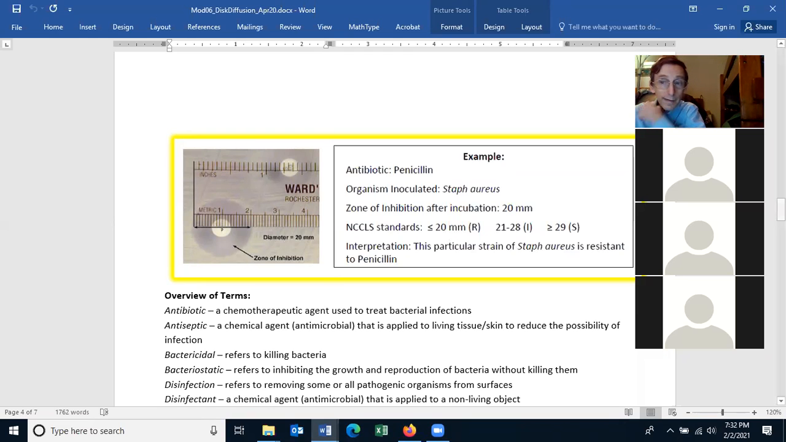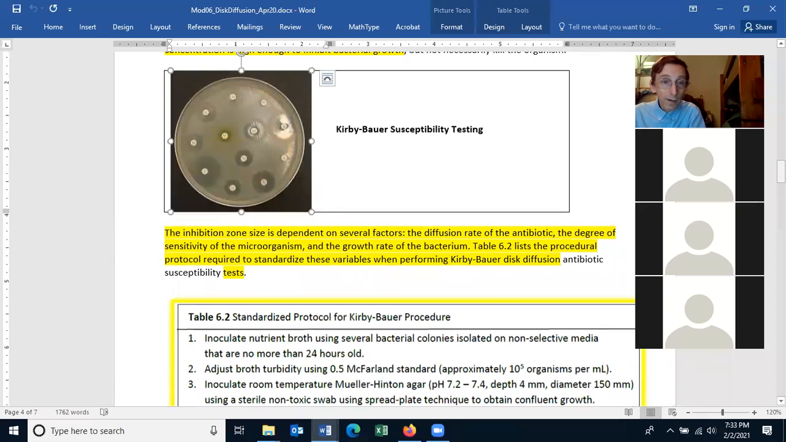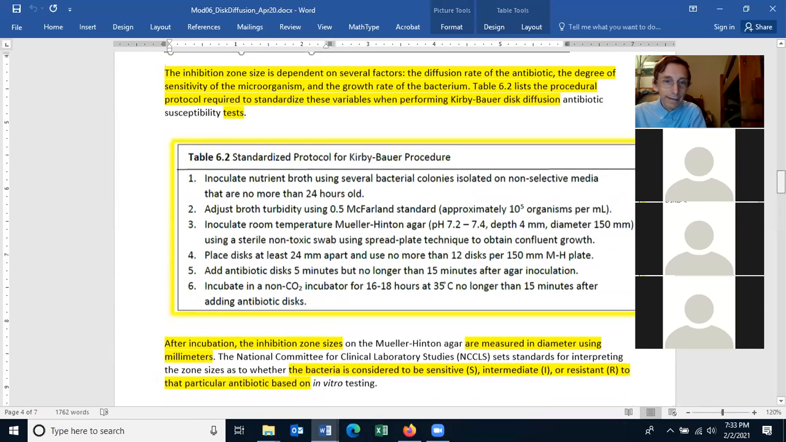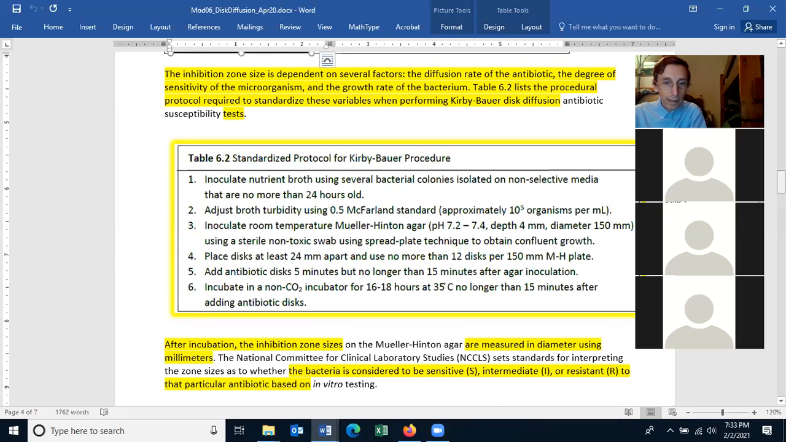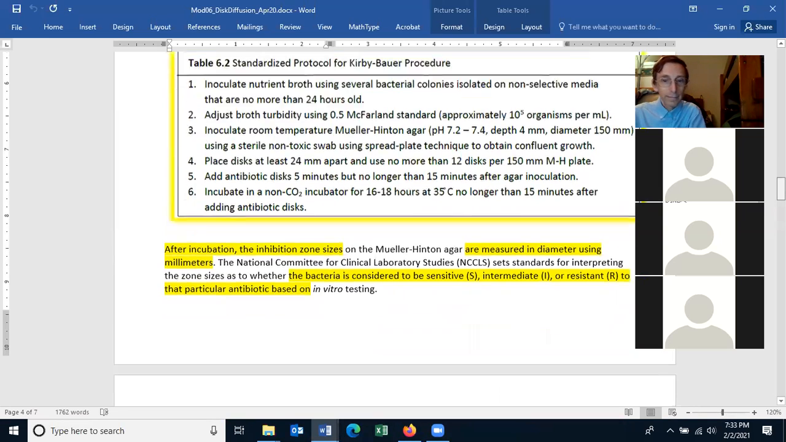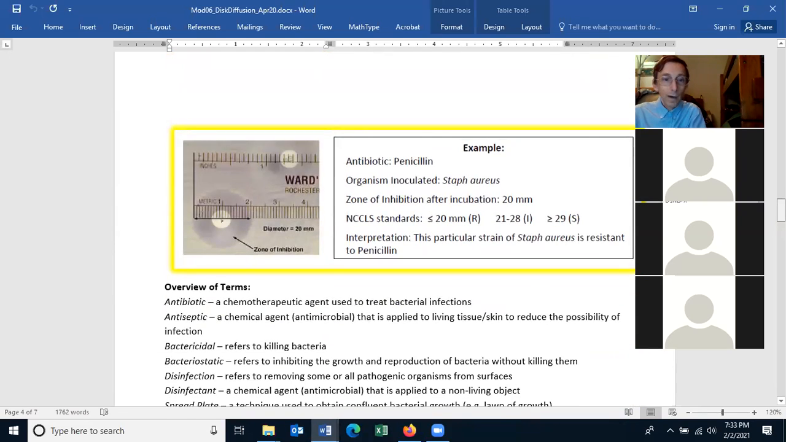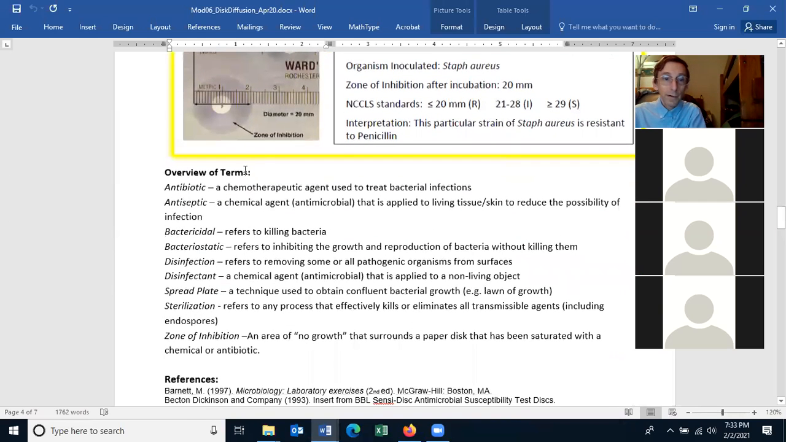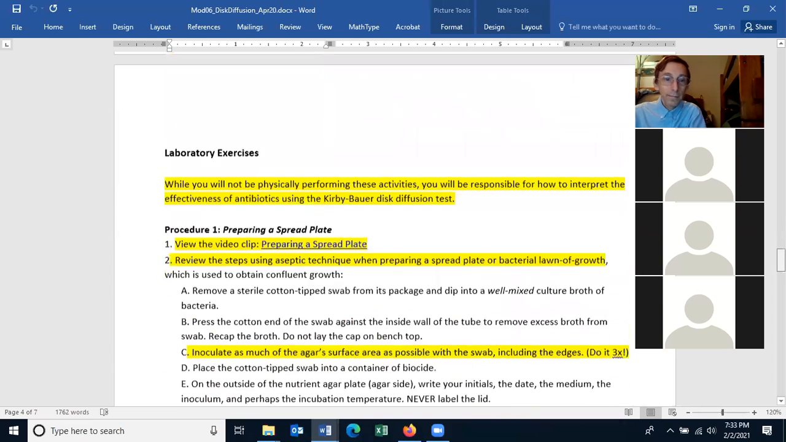So to determine the sensitivity of a bacteria to an antibiotic, you have to measure the zone of inhibition and then look it up in the NCCLS table. And can anyone remember what NCCLS stands for? The National Committee for Clinical Laboratory Studies. All right, any questions about any of that? If not, learn the terms for this lesson.